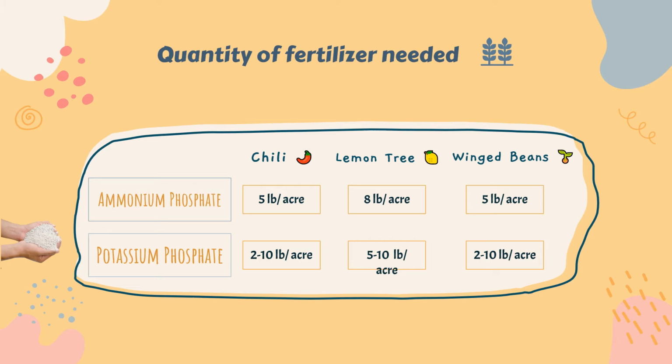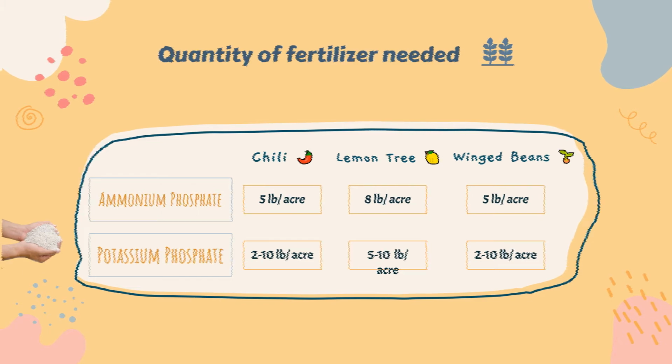Lastly is the quantity of potassium phosphate needed for each plant. For chili, you need 2 to 10 pounds per acre. For lemon tree, you need 5 to 10 pounds per acre. And finally, for winged bean, you also need 2 to 10 pounds per acre.